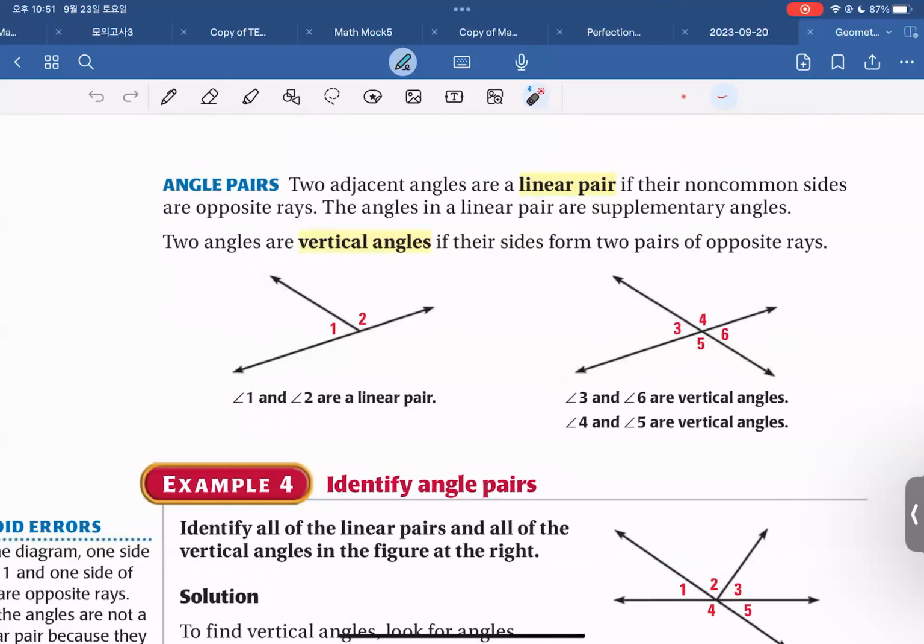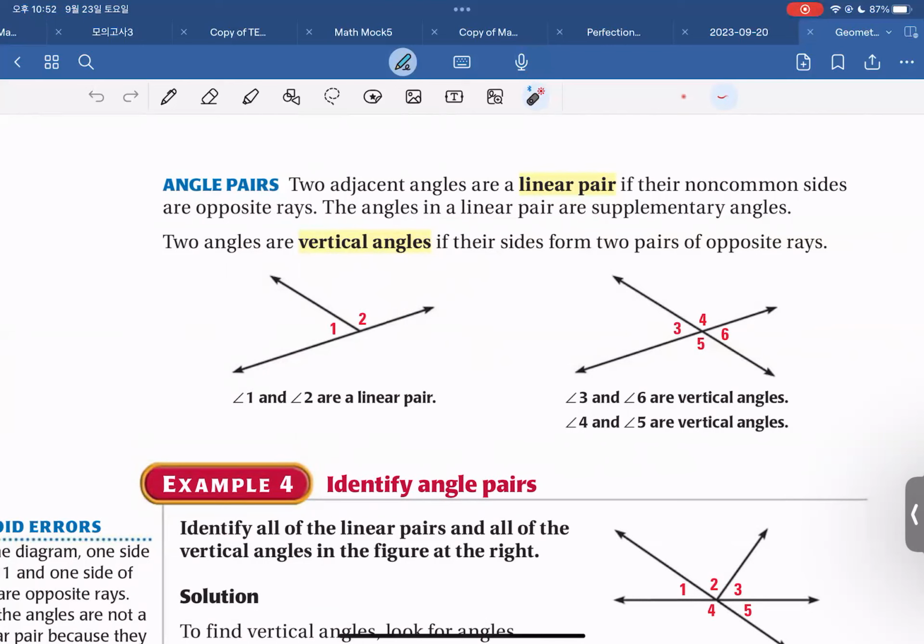But first, if you look at a linear pair, basically two adjacent angles are a linear pair if their non-common sides are opposite rays. Right? What does this mean? A linear pair is something that looks like this. So the fact that they're opposite rays, right? These arrows are going to opposite sides, and they're also a linear pair if they're supplementary angles. So here we can see that this is clearly 180 degrees. So we can assume maybe this is 70, and this is 110, which would be a linear pair.